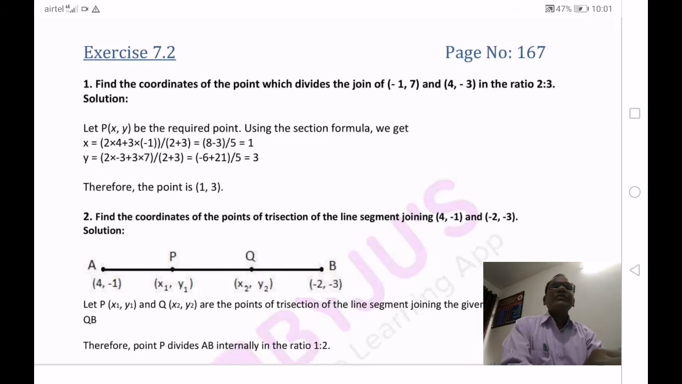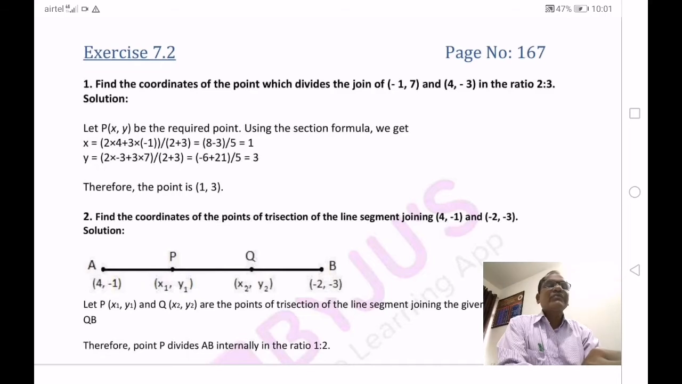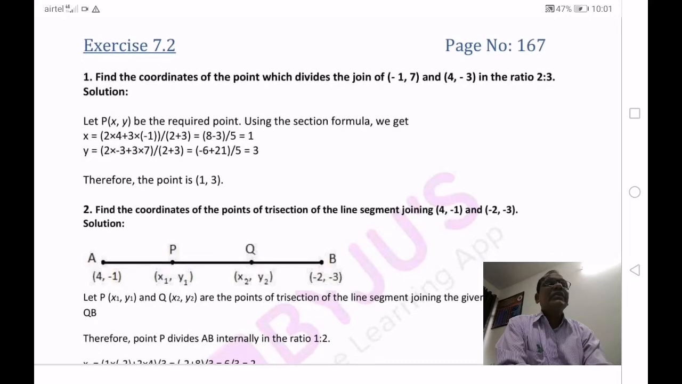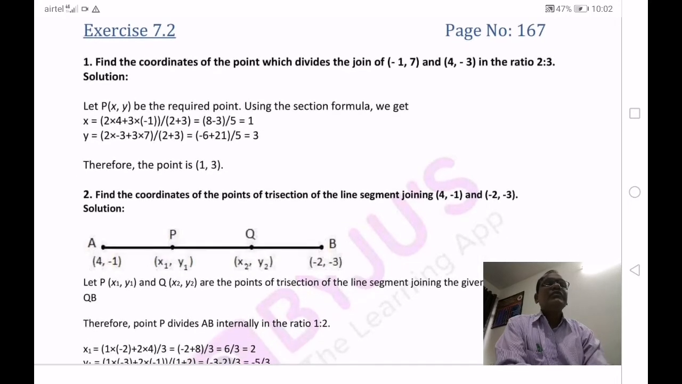So how are we going to find this? By using the section formula. What is the section formula? P(x, y) equals (m1 x2 plus m2 x1) by (m1 plus m2), then (m1 y2 plus m2 y1) by (m1 plus m2). That is the section formula. Therefore, the x coordinate formula: x equals m1 x2 plus m2 x1. What is the m1 m2 ratio? It is 2:3, so the m1 value is 2 and the m2 value is 3.